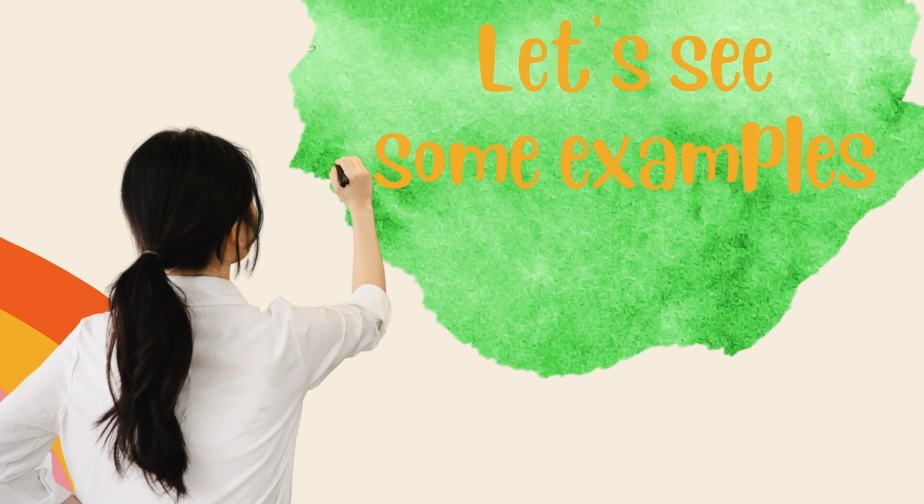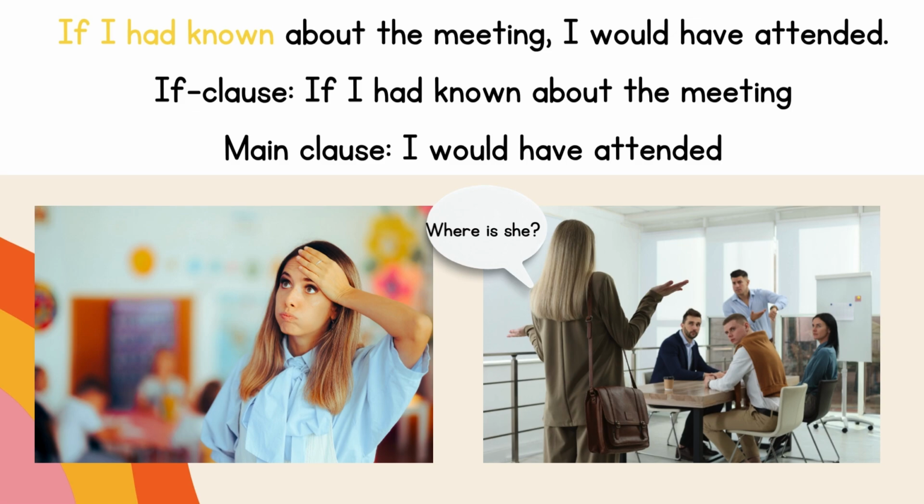Let's look at some examples. Here is the first one. So if I had known about the meeting, I would have attended. So the if clause is if I had known about the meeting, and the main clause, I would have attended.